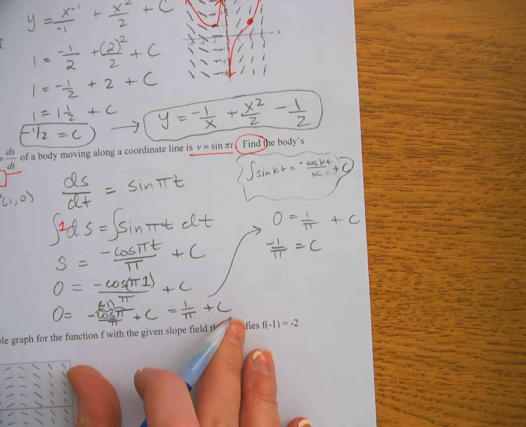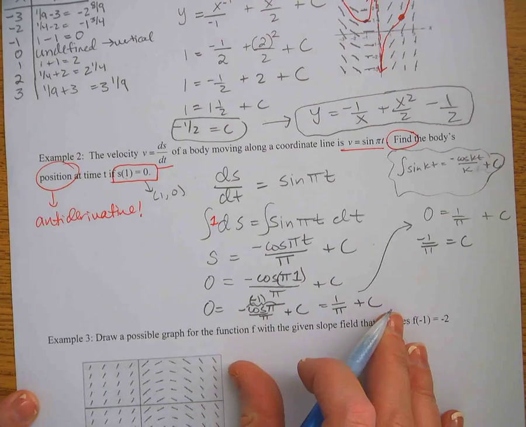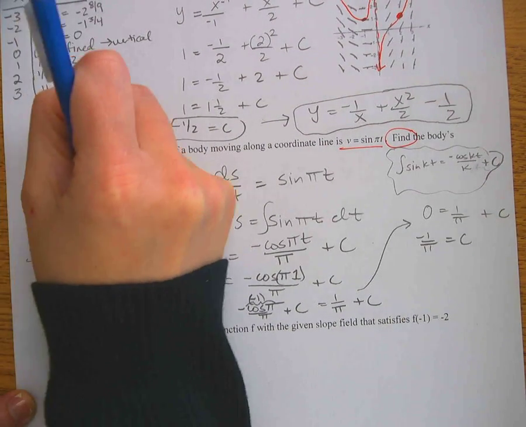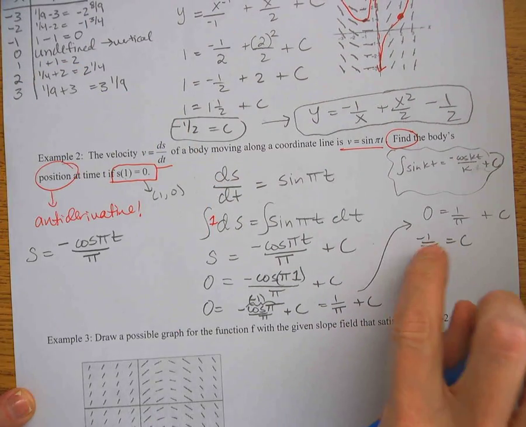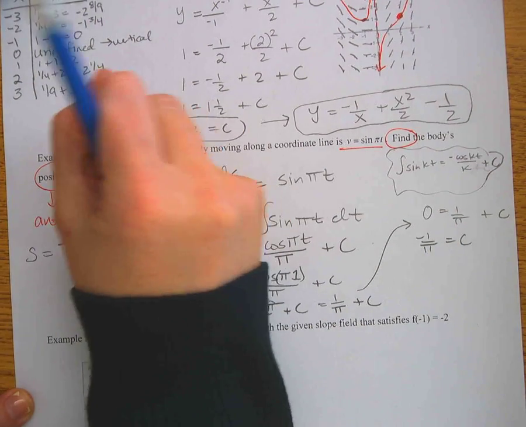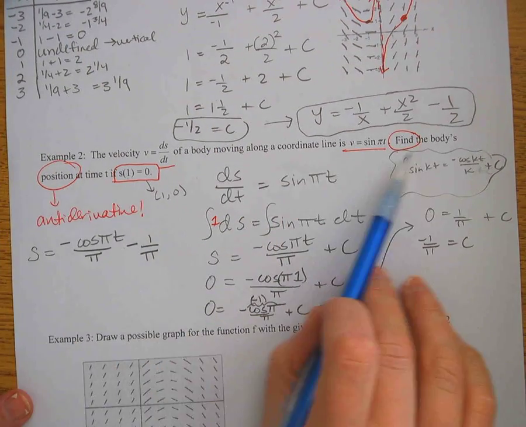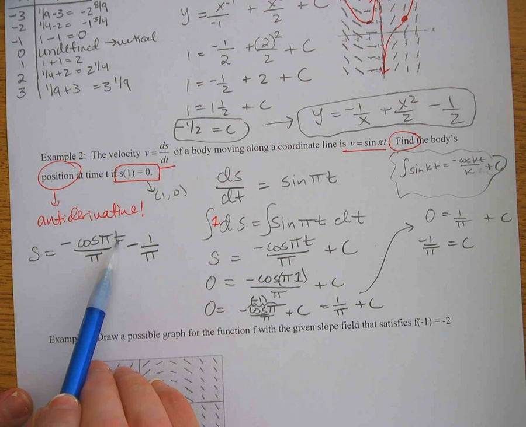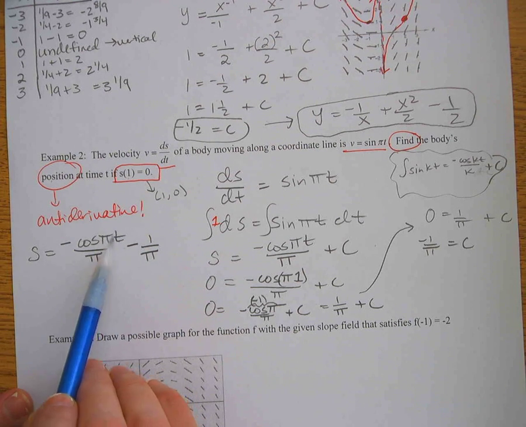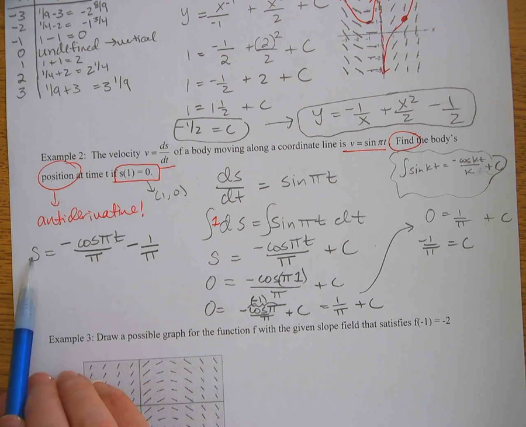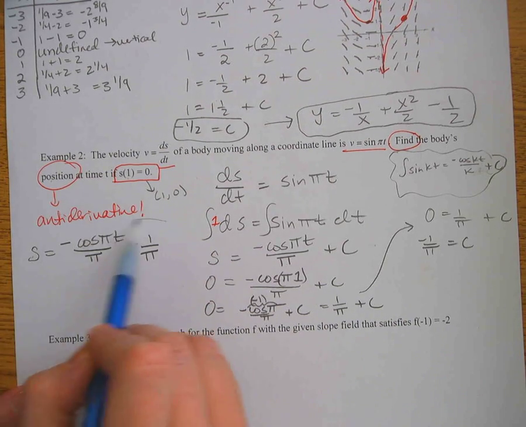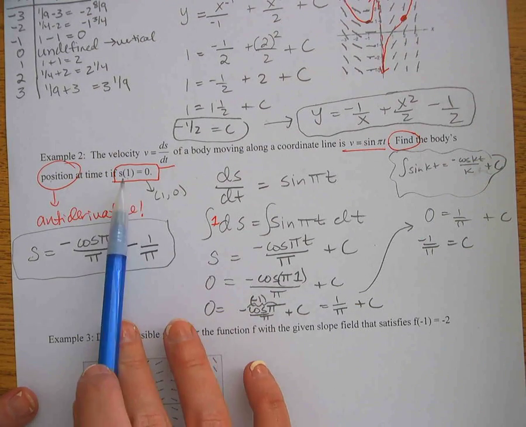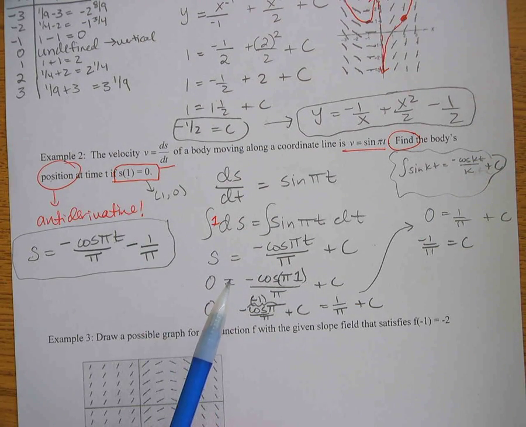So then the final answer, which I will write over here since I have more room, is s is equal to negative cosine pi t over pi, and then minus the constant 1 over pi. And that is the body's position at time t. When they say at time t, they mean they want t in the answer. That means I should be able to plug in at any given time and find my position. And so here will be the body's position at time t if it passes through the point 1, comma 0.